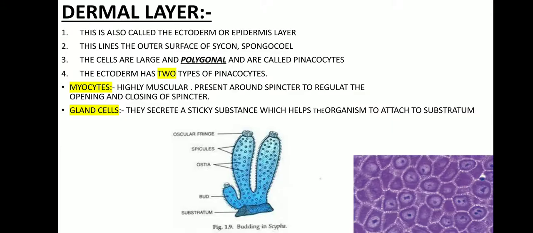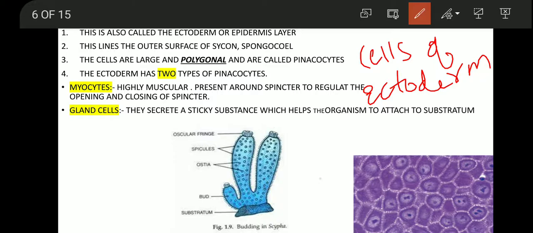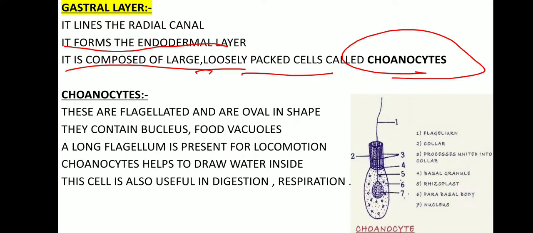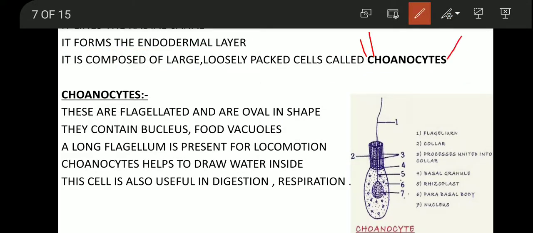As we know, the cells of the dermal layer, that is the ectoderm, are polygonal in shape, and they are called pinacocytes, whereas the cells of the endoderm, which is also called the gastral layer, are called choanocytes.